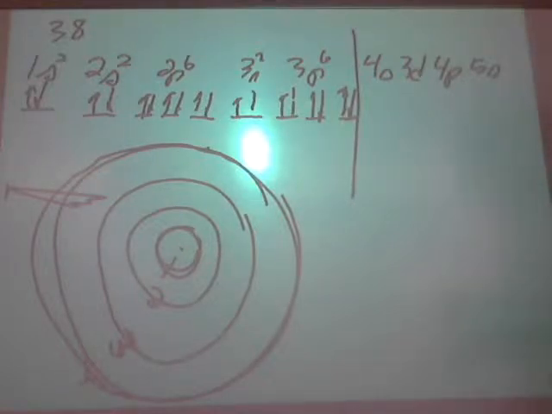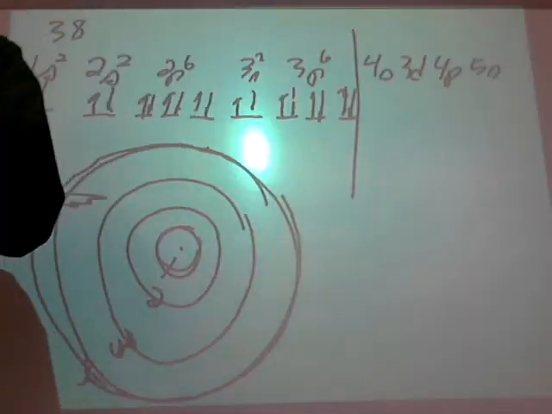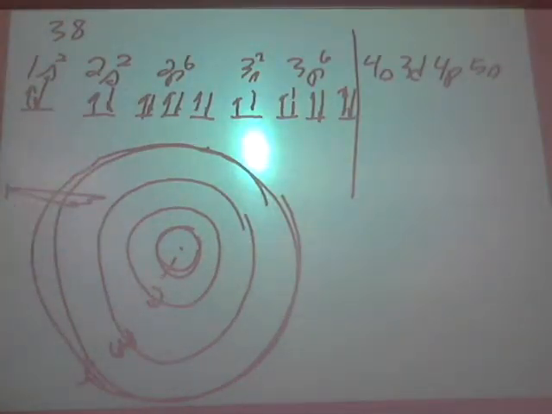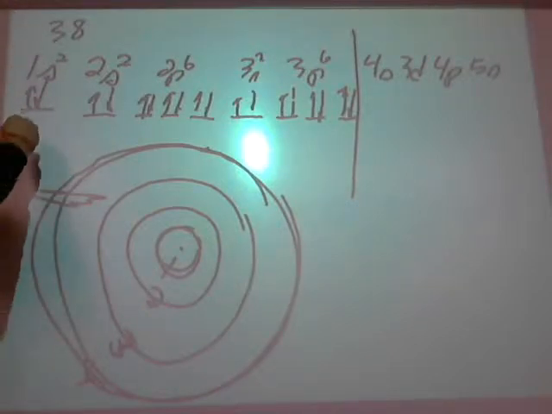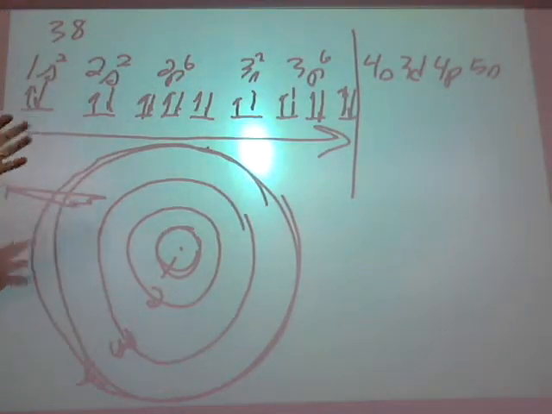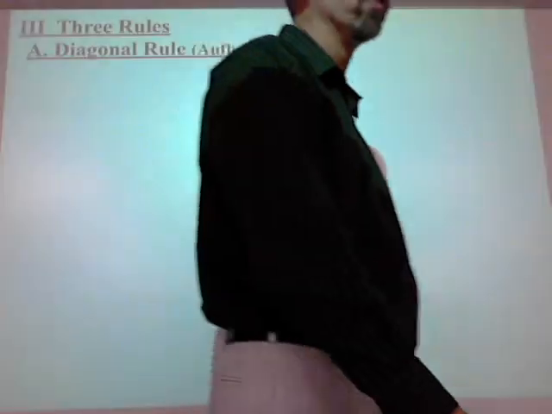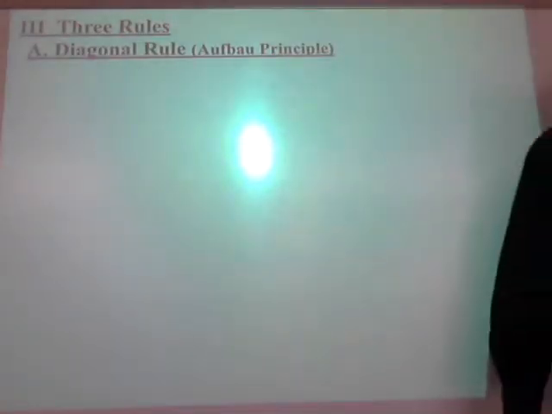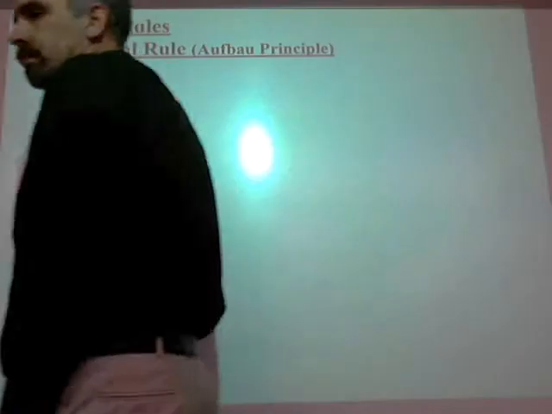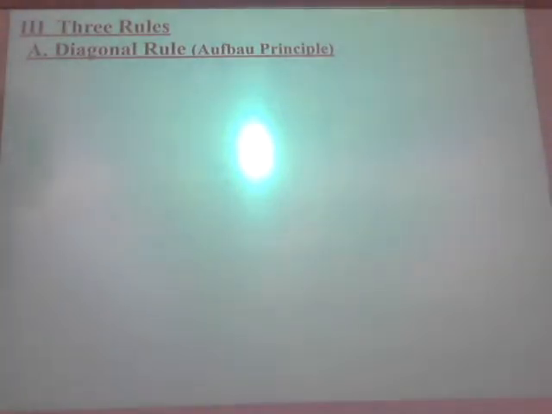I'm going to show you a trick where you don't have to actually memorize this, but you're going to have a little device that's going to help you predict the order that these guys go in. They go in order up to a point, and then they go a little crazy. Well, I'm going to show you how you can predict the order of all of them right now. Okay? 3 rules. And the first one is the one that's going to do it for us. It's called the diagonal rule or the Aufbau Principle. These are kind of 2 different things saying the same thing, but in different ways. One's a trick, and the other one's the rule.